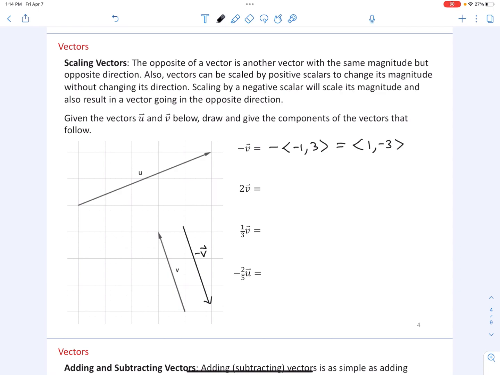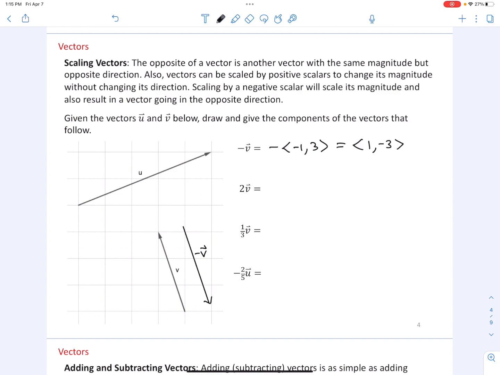This makes perfect sense because if you're looking at negative v that's in our image here, the starting point, then you would have to go right 1 and then down 3. Hence the components of this are 1, -3. Also, vectors can be scaled by positive scalars to change its magnitude without changing its direction. So an example of that would be something like 2 times vector v.